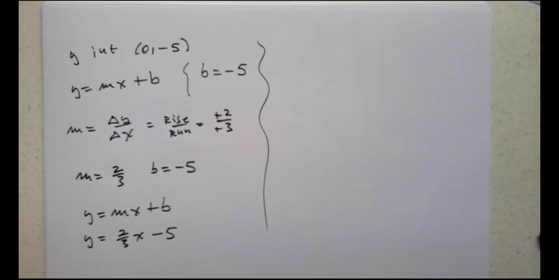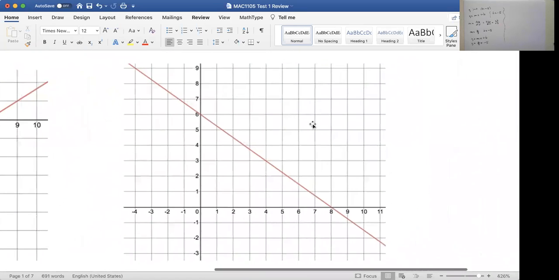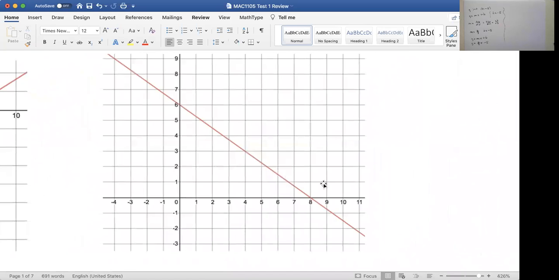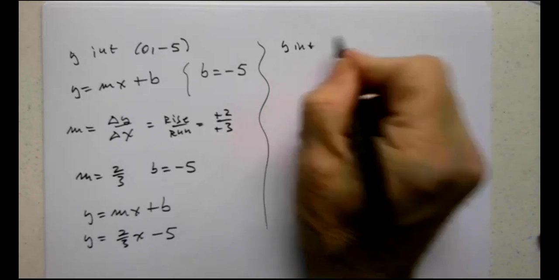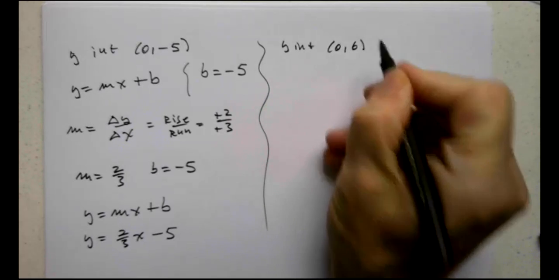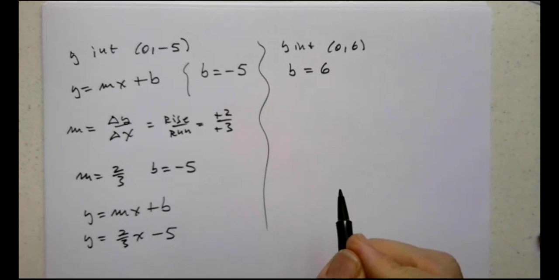Let's look at the next one. We have this line, and again, first off, we're going to ask for the y-intercept. Where does it cross the y-axis? It crosses it at (0, 6). So we'll say that y-intercept, x is 0, y is 6. So if that's the case, b is equal to 6.